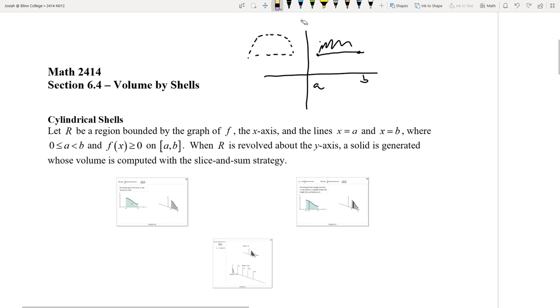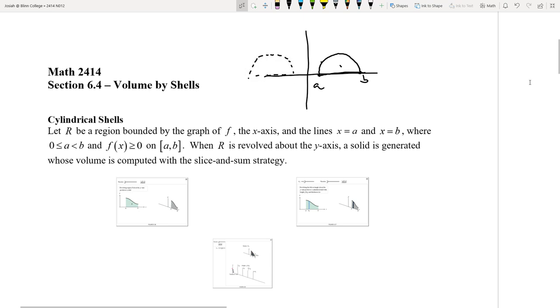The route we'll use is called the shell method. So we'll look at cylindrical shells instead. We're going to start with a region, and we'll start first with the more typical, idealized case, where our region is actually touching the x-axis. We'll start with that and develop from there.